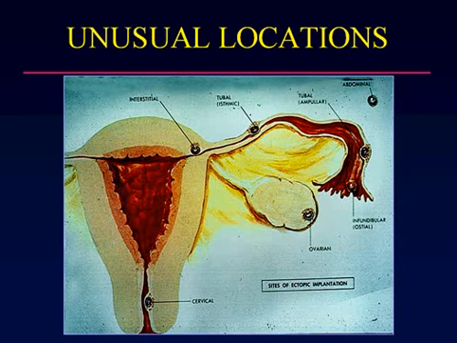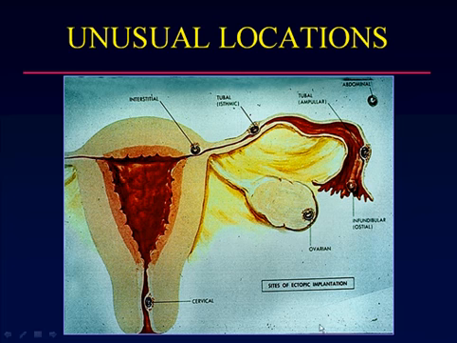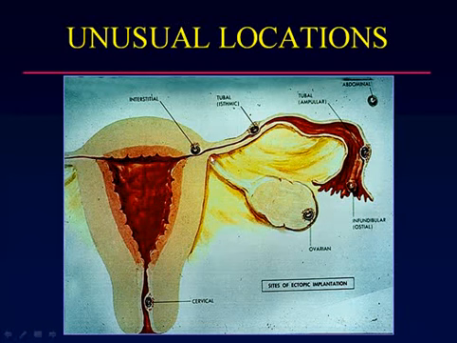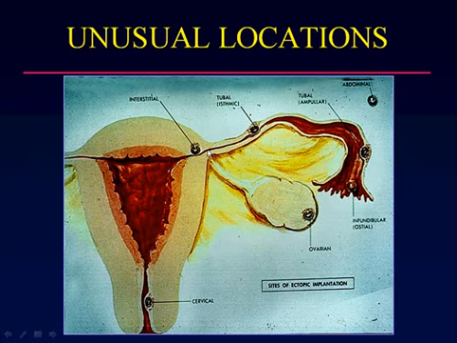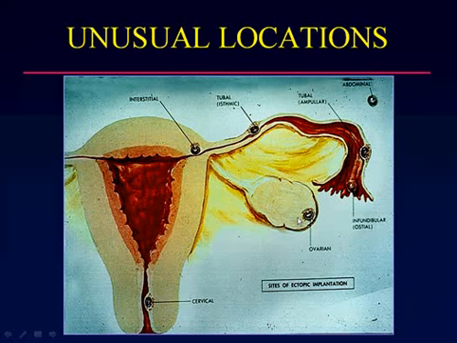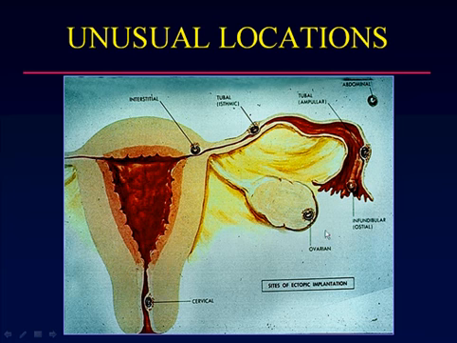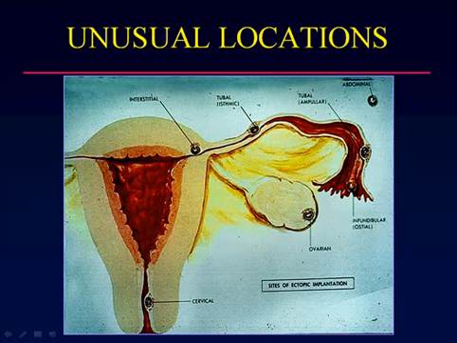Well, I want to end by talking about some unusual locations of ectopic pregnancy. Most ectopic pregnancies occur within the ampullary portion of the fallopian tube, but occasionally you'll see ectopic pregnancies in the interstitial portion of the tube, which is the portion of the tube that travels through the myometrium to the endometrial cavity, occasionally within the cervix, occasionally within the ovary, and occasionally you may see abdominal pregnancies as well.